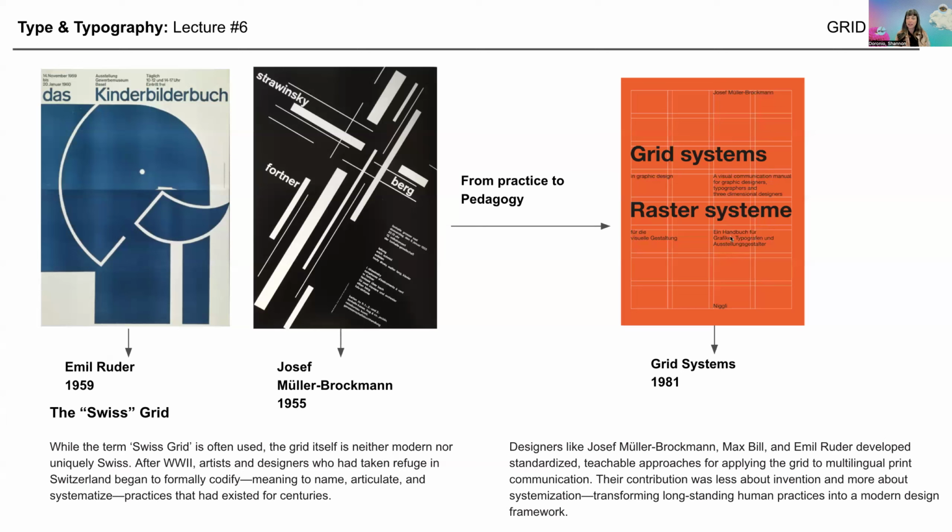So a big thing that was driving the need for these gridded systems was that all of these artists and designers who took refuge in Switzerland did not all speak the same language, and there was a need to publish multilingual books. So a book that might be in English, French, German, multiple languages, and needing to be organized in a way that a reader could follow through depending on which language they spoke.